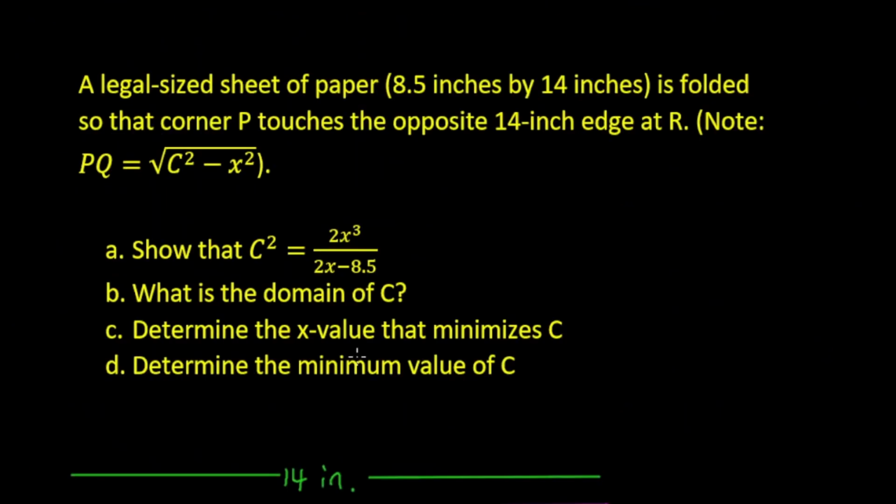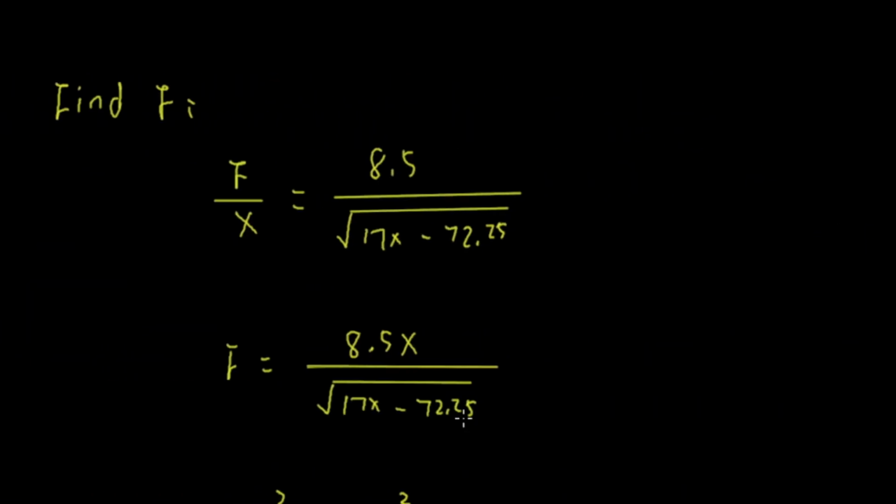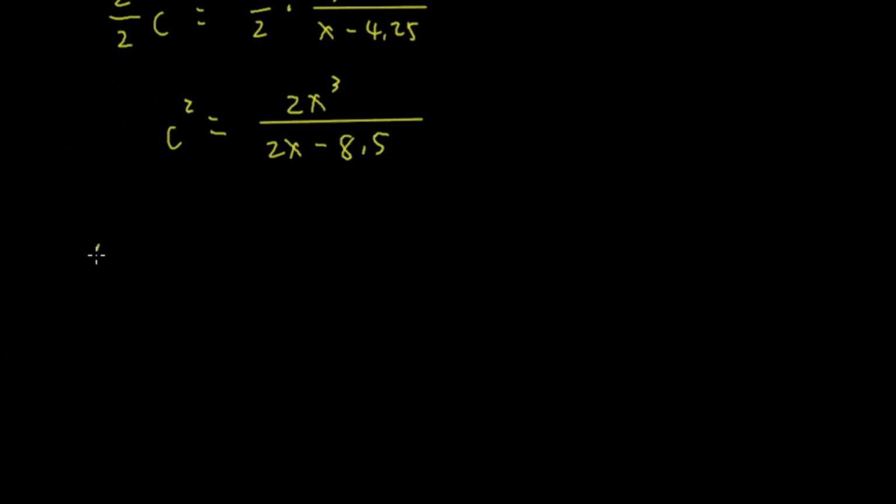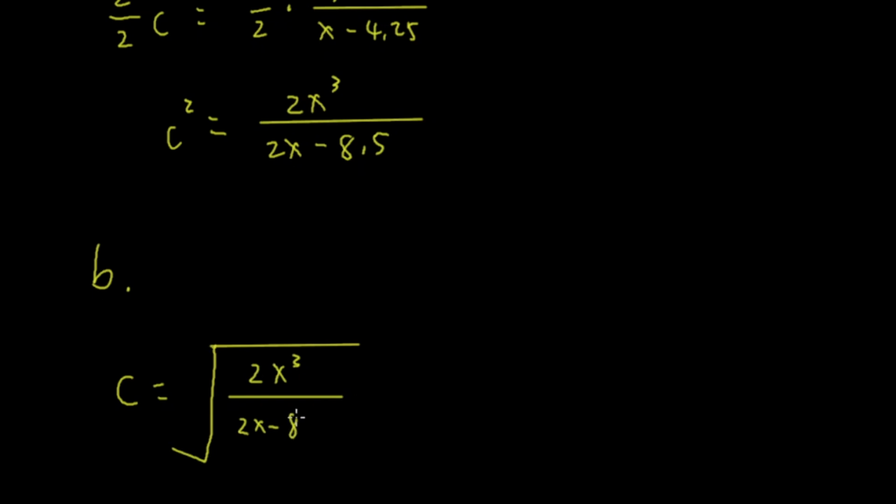Part B is asking, what is the domain of c? Notice that we have c squared equals something. Let's take the square root of both sides to get c only, right? So c is equal to the square root of 2x cubed over 2x minus 8.5.